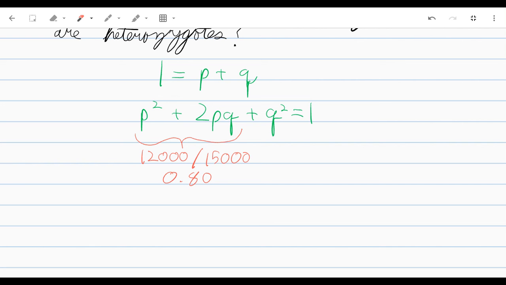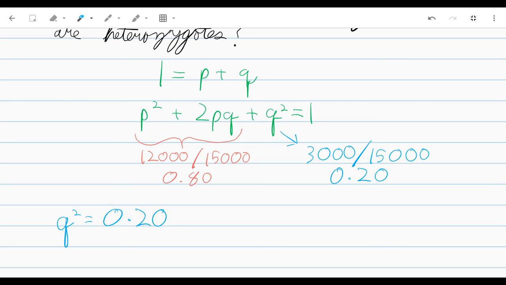Now, that in and of itself is not super useful to us because we can't actually figure information out from the P squared plus 2PQ. But what's also implied in there is the Q squared. The Q squared is equal to all of the other individuals. So that's 3,000 out of 15,000, and that is a frequency of 0.20. So what we've been told in this question is that Q squared is equal to 0.20.